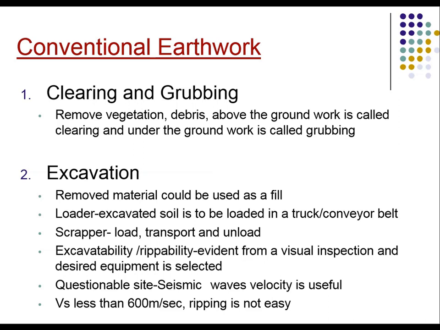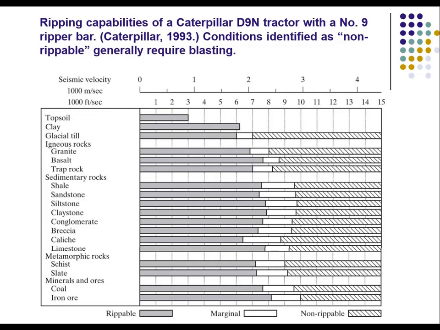And sometimes shear wave velocity, which is a measurement of how fast shear waves can transmit through a soil, gives a very good idea of how easy it is to excavate, or what is this process called, ripping. This is a figure from your textbook, coming from Caterpillar, and they have given here different types of soils, including different types of rocks. And here are the ranges of shear wave velocities of these soils, given in 1000 meters per second.